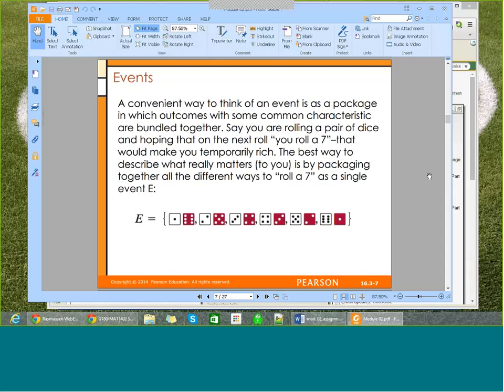Well, for example, let's say I ask you, give me all the possible events where you roll a 7 if you have 2 dice, paired dice. Well, you say it's 1 and 6, 2 and 5, 3 and 4, all the way down to 6 and 1. So there are 1, 2, 3, 4, 5, 6 events. And if you group them together, it's called a set. You describe that using curly braces.